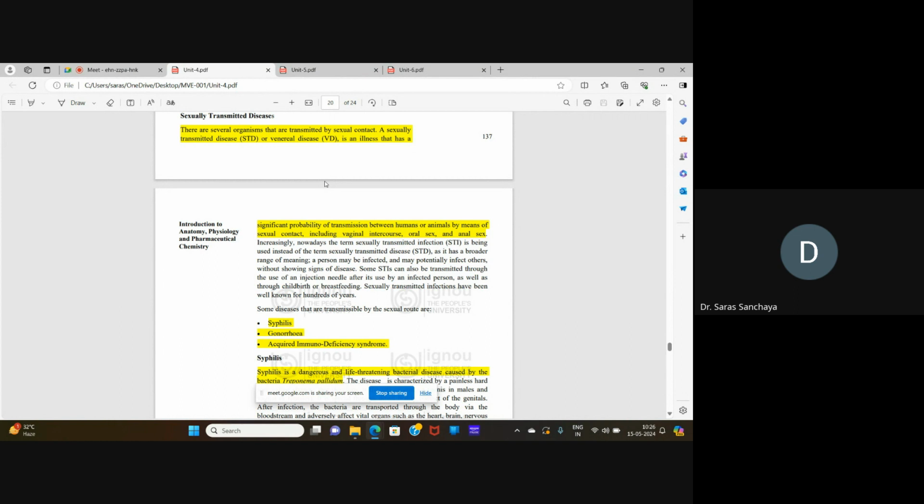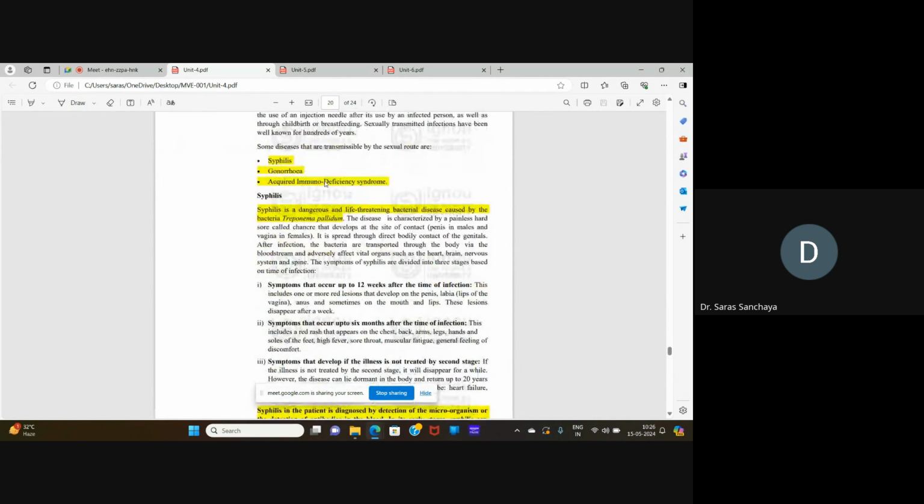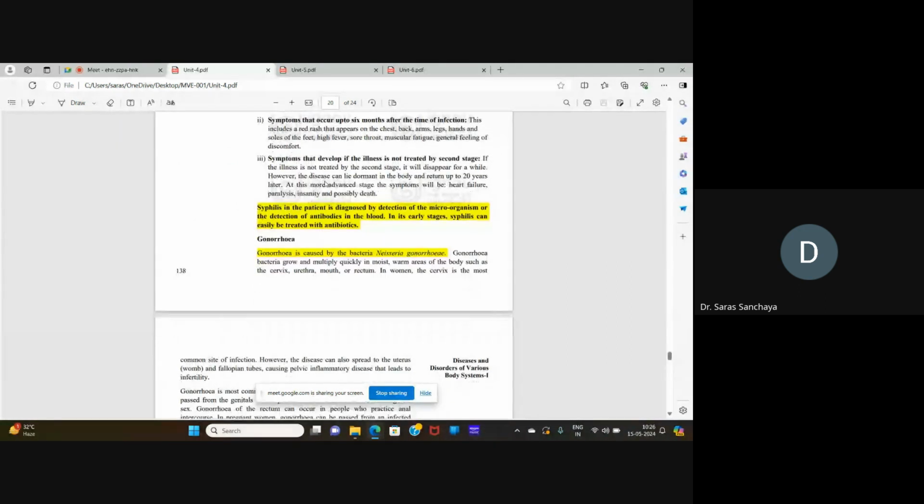Some diseases that are transmitted by sexual route are syphilis, gonorrhea, and AIDS. Syphilis is a dangerous and life-threatening bacterial disease caused by bacteria Treponema pallidum. Syphilis in patients is diagnosed by the detection of microorganism or the detection of antibodies in the blood. In its early stages, syphilis can easily be treated with antibiotics.